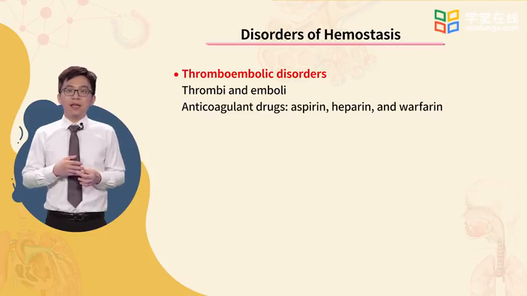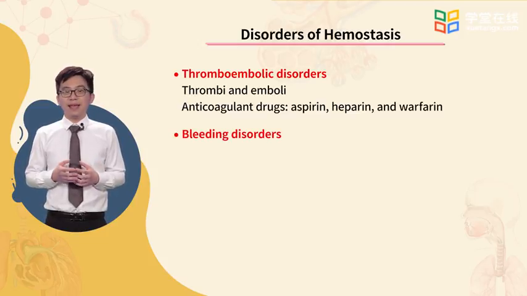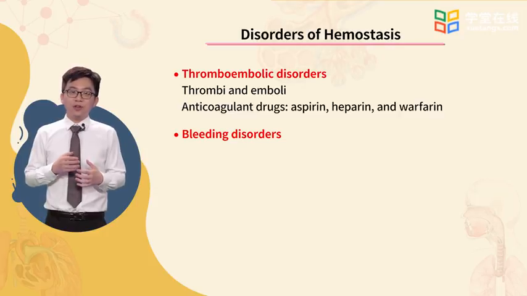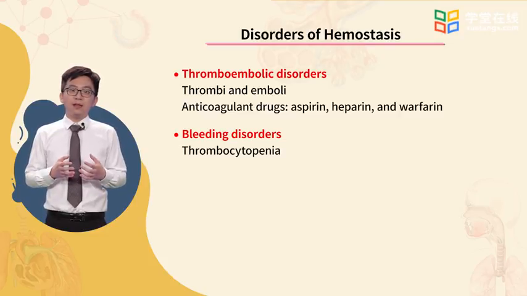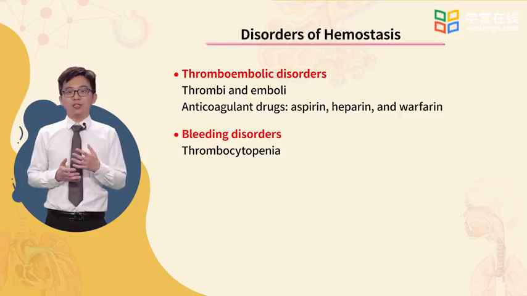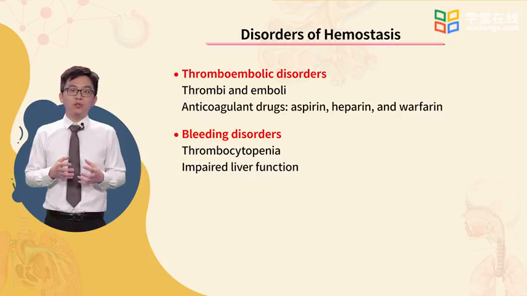Aspirin, heparin, and warfarin are drugs used clinically to prevent undesirable clotting. On the other hand, anything that interferes with the clotting mechanism can result in abnormal bleeding. Thrombocytopenia, meaning reduced circulating platelets, is the most common cause of spontaneous bleeding, usually seen as small red spots all over the body. If the liver is unable to synthesize clotting factors, abnormal bleeding could also occur.